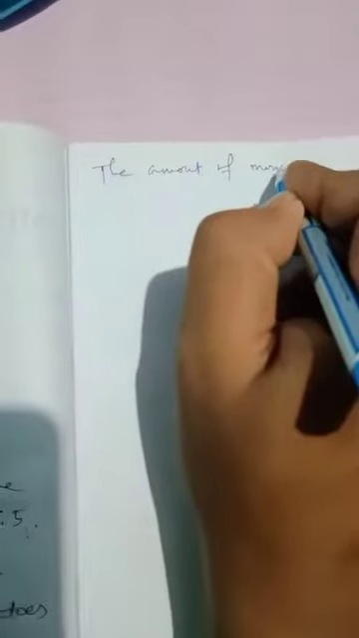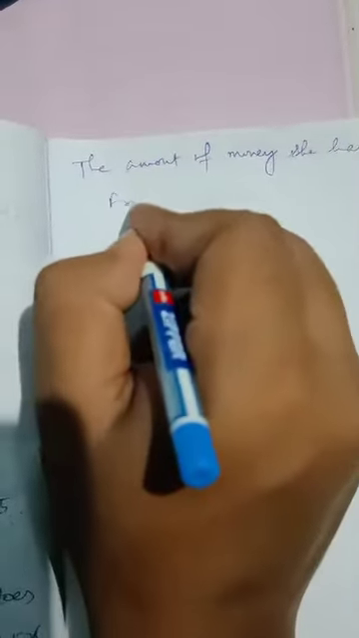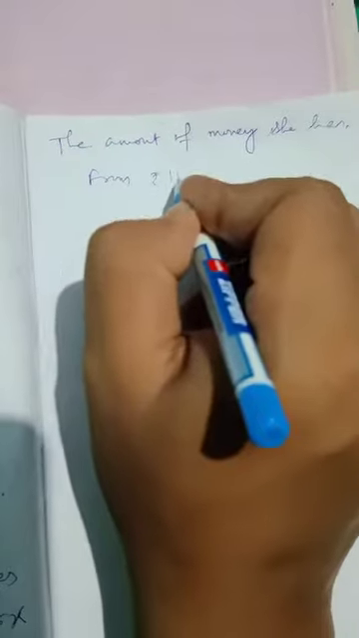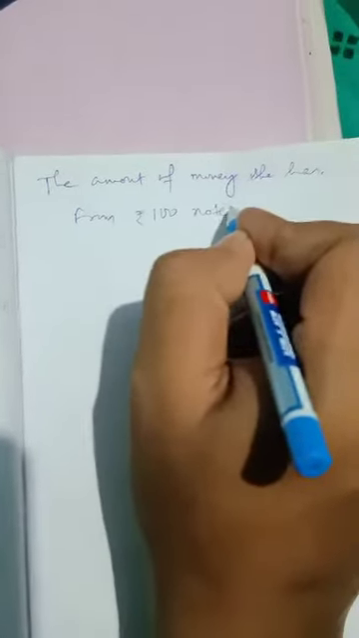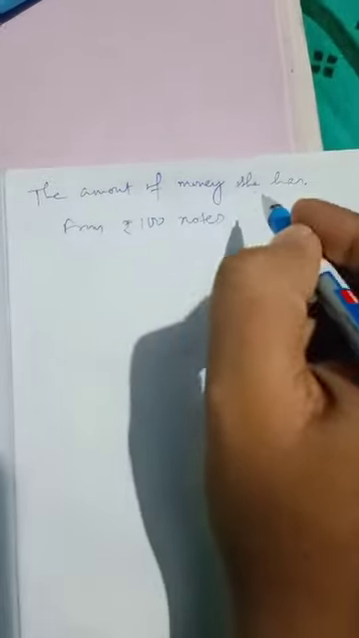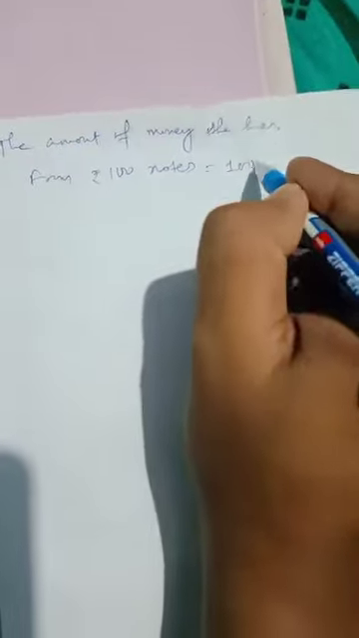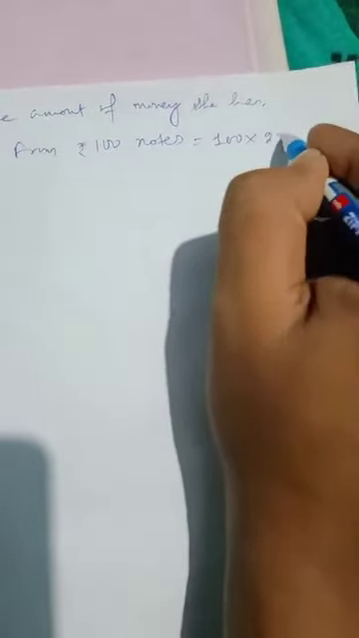Let's find the amount of money she has from 100 rupee notes. That is equal to 100 into 2x. So it will be 100 into 2, 200x.